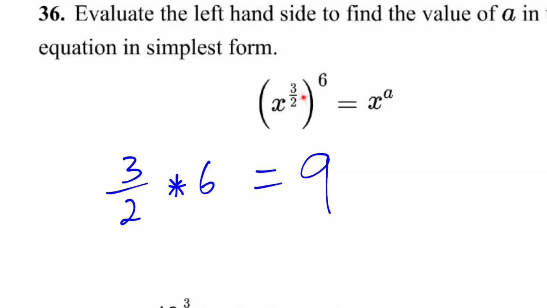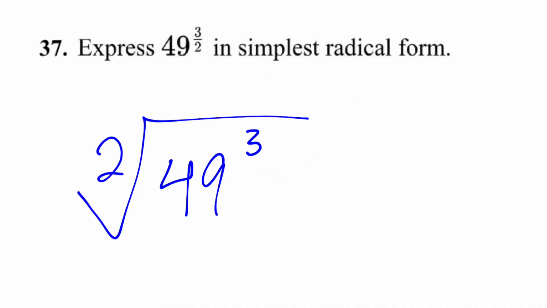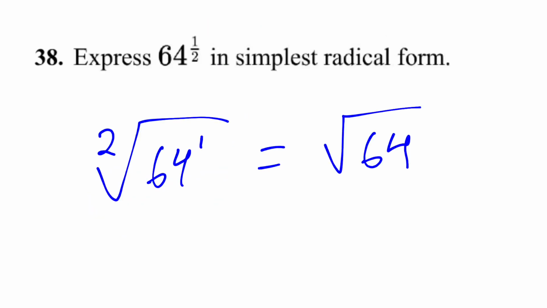The power rule, 3/2 times 6. Do that in your calculator, you get 9. For fraction exponents, we are going to write the power on the top and the root on the bottom of the fraction. So we are not really doing any math, we're just rearranging. This becomes the second root of 49 to the third power. This one becomes the second root of 64 to the first power.